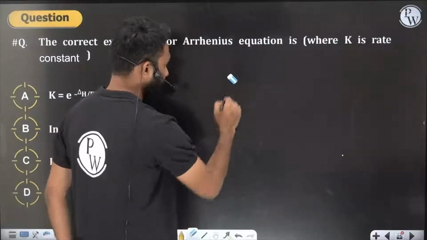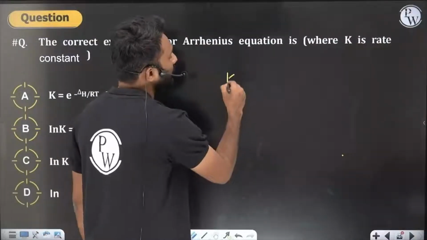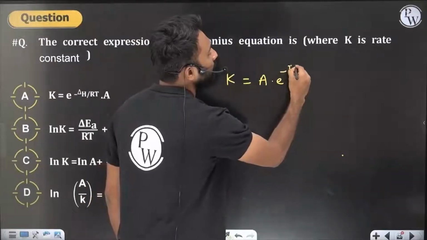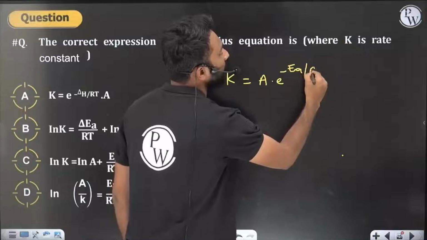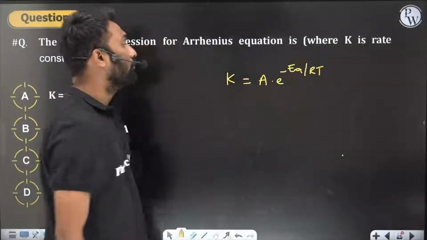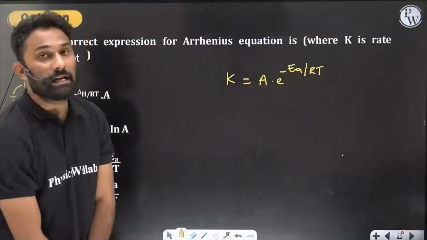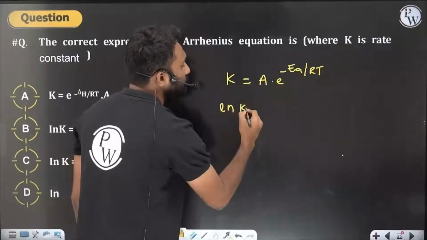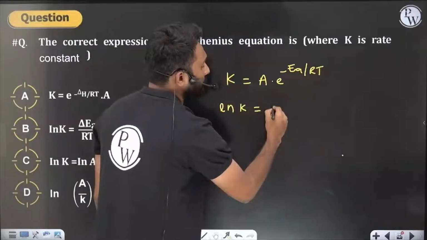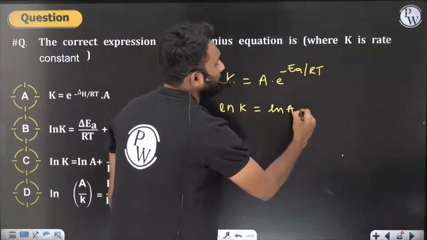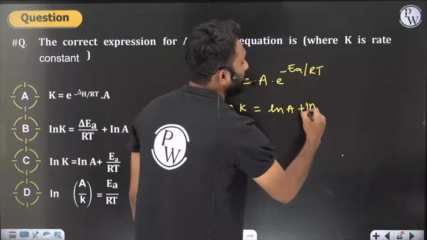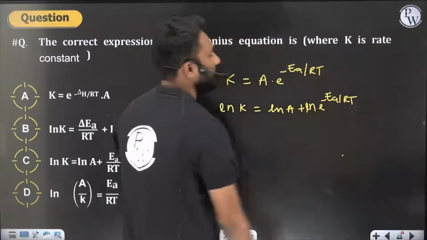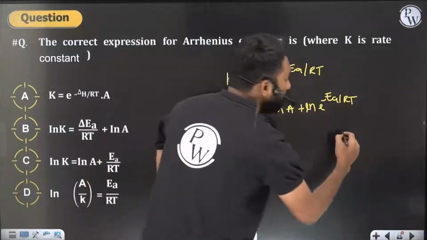Arrhenius equation, what is it? K is equal to A into e raised to minus activation energy by RT, right? Now, for this one, we have to find the correct option. By applying ln to this, it will become ln K equals ln A plus ln e raised to minus Ea by RT.